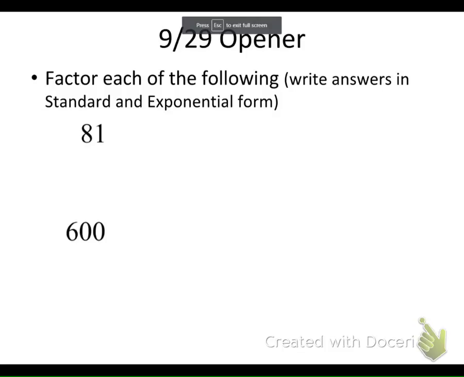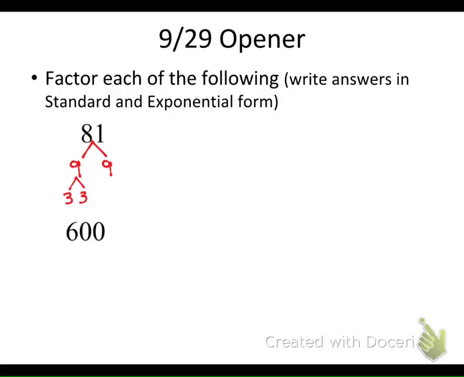All right, so for our first two questions, the directions read, factor each of the following, then write your answers in standard form and then exponential form. So the first thing I have to do is make a factor tree for 81. So I think to myself, what two numbers can I multiply together to get 81? 9 and 9. So then I come to my first 9 over here. What two numbers can I take to multiply together to get 9? So 3 times 3 will equal 9.